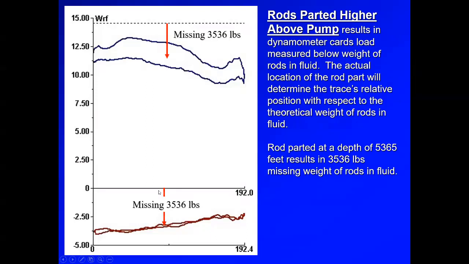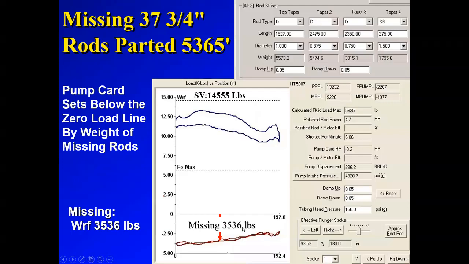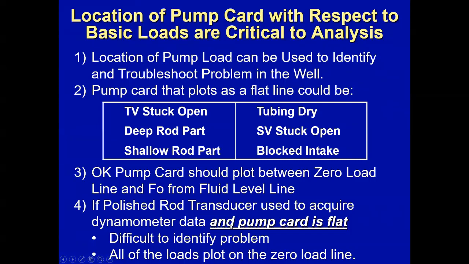Now, if you have a flat dyno card that's way below the zero load line, that's usually an indication of a shallow parted rod, because you have missing rods. The software calculates the pump card assuming the rod string is complete, but the rod string is actually parted. So when it subtracts the rod string weight from the surface card, the calculation on bottom goes below zero because some rods are missing. Actually, you can do some calculations to get an idea of how many rods are missing. So all these are conditions, and I will have some examples of that in the next minutes.